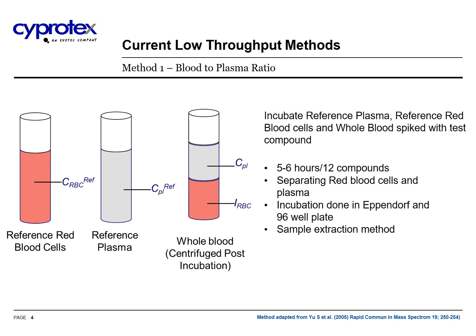This is a tedious method, as it takes time to separate both red blood cell and plasma fractions for reference samples, as well as separation from whole blood post-incubation. It is also a labor-intensive procedure, as incubation for whole blood is done in Eppendorf tubes to be able to get an aliquot of both plasma and RBC fractions post-incubation. Also, there are 3 freeze and thaw cycles to ensure cell lysis for better sample extraction. It takes about 5 to 6 hours to determine blood to plasma ratio for about 12 compounds using this method.